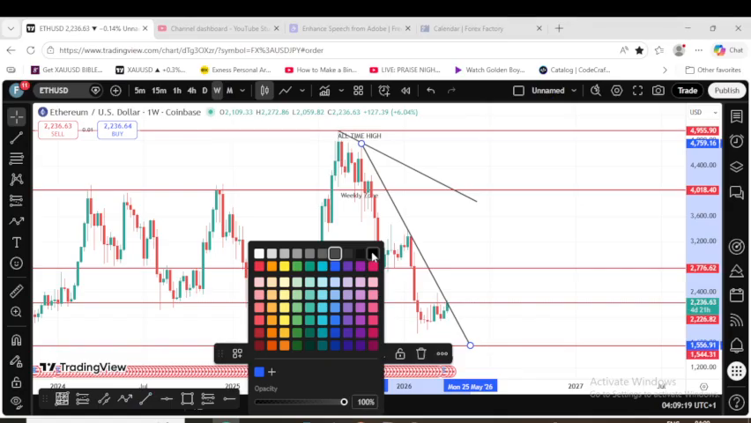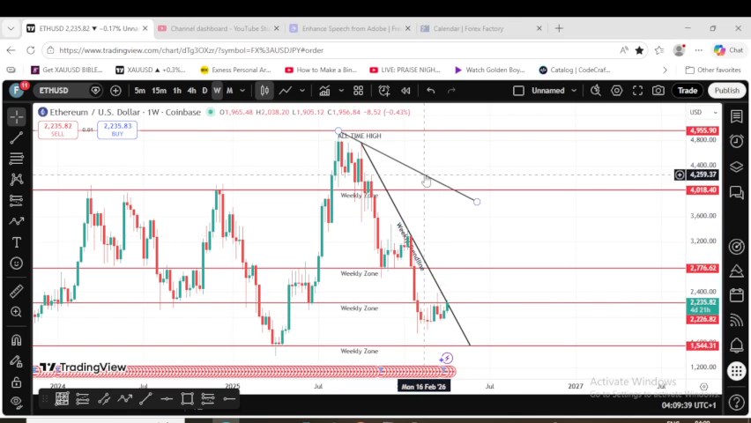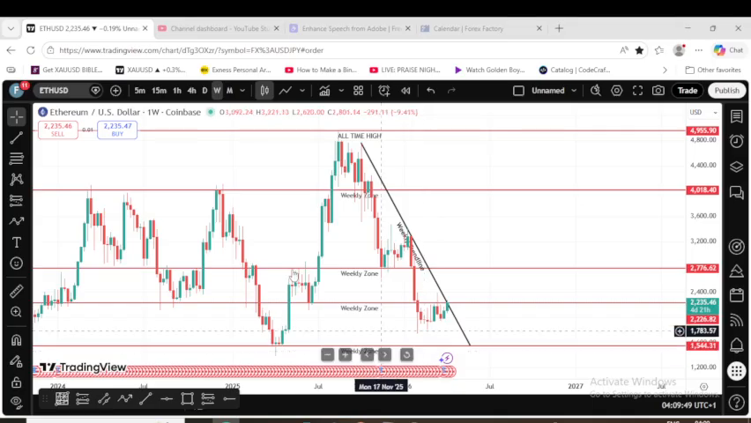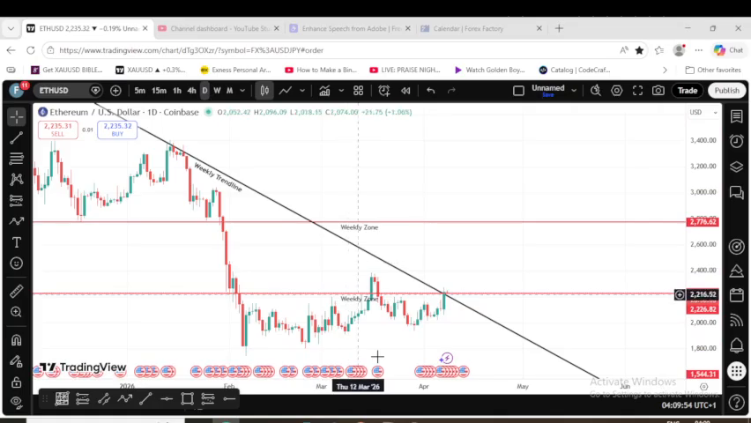It's a weekly trend line. In black. So I have a weekly trend line like this, and it's a bearish trend line. So we've identified our zones and our trend line on the weekly time frame. So let's do the same on the daily time frame.